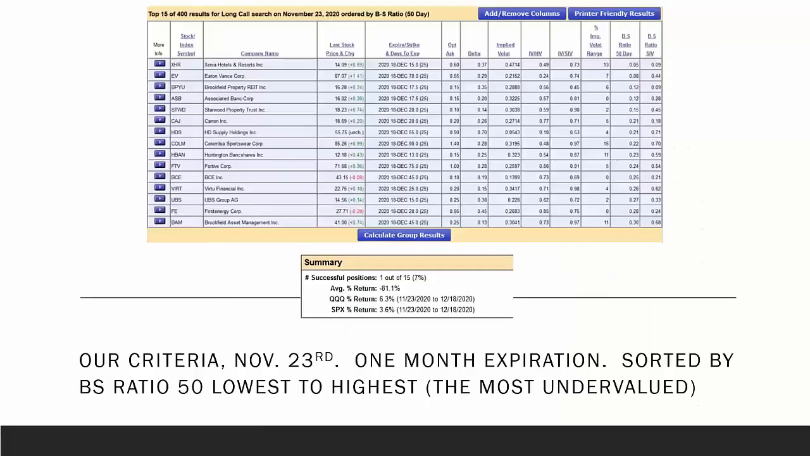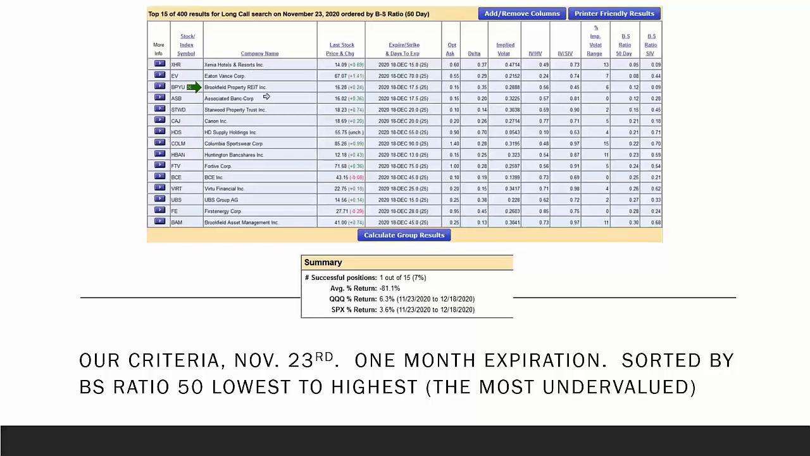And then we ran a search. Went back to November 23rd. Now remember, of course, we're looking 1 month out to expiration. We sorted by the Black-Scholes ratio, 50-day, lowest to highest, the most undervalued options in that case. And these were some of the trades that came up that were rated as undervalued based on that criteria. Xenia, Eaton, Associated Bank, Starwood, HD Supply Company. I think Ernie's in that in a married put, or was recently. UBS Group, Brookfield again. Oh, Brookfield Asset Management versus Brookfield REIT.